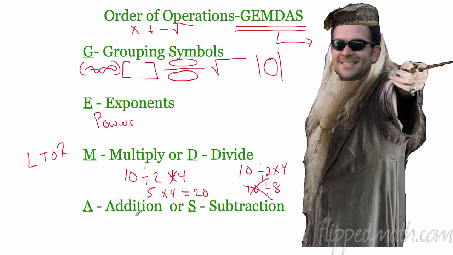The same with addition and subtraction. It is always based left to right. Now, with addition and subtraction, you won't get yourself caught in as many traps, especially if you realize that if I do 4 minus 2, that's the same thing as 4 plus negative 2. If you understand that, you're going to be okay. So that won't get you into as much trouble as other things. But this is GEMDAS, not PEMDAS.